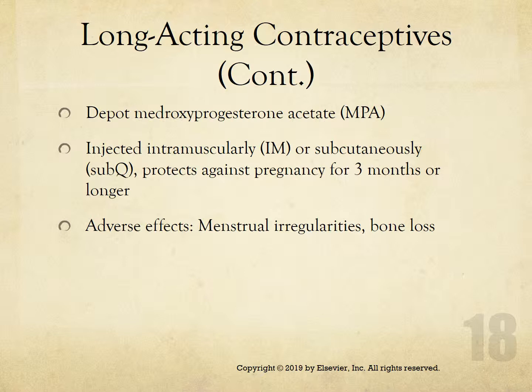You also have the Depo-Provera. It's injected IM or sub-Q. It is given every 3 months. And again, the side effects are the menstrual irregularities or the breakthrough bleeding. And with this one, though, there can be some bone loss. So you have to make sure if you're giving it to a younger patient that they are well aware of this issue with the Depo Provera.